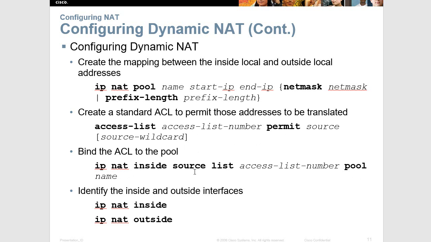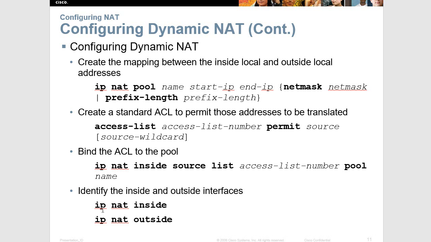You've got IP NAT inside source list, and you type in whatever the access list name or number is here, then pool, and that pool name. Okay, so that's how we're going to set it up. We'll use access list number in class. So again, IP NAT inside source list, access list number, pool, and then the name of the IP NAT pool that you created up here. All right, hopefully that's clear.